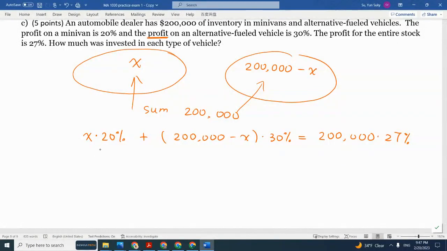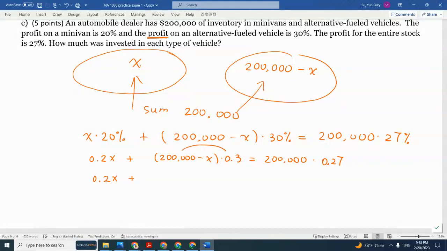Okay, so 20% is like 0.2x, and then this is 200,000 minus x. 30% is like 0.3, and 200,000 times 27% is 0.27. Okay, so find the x.